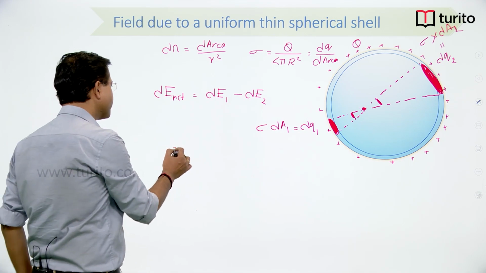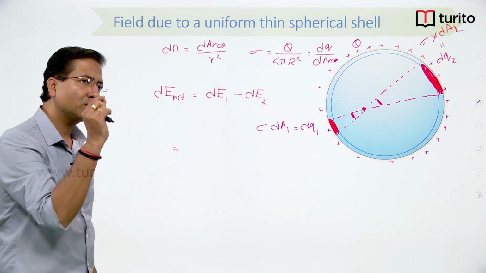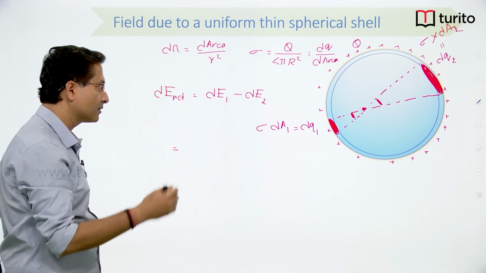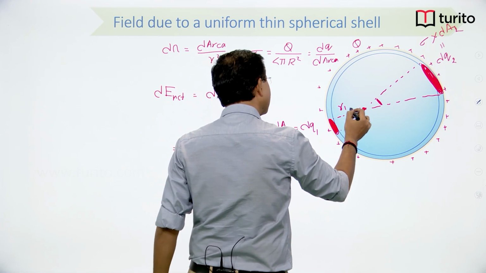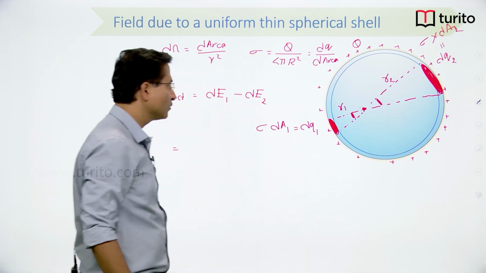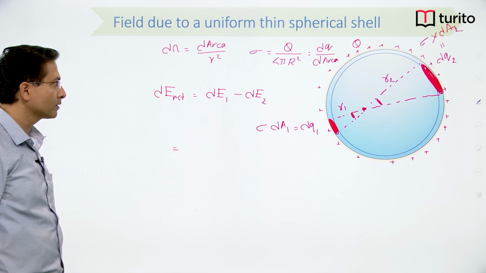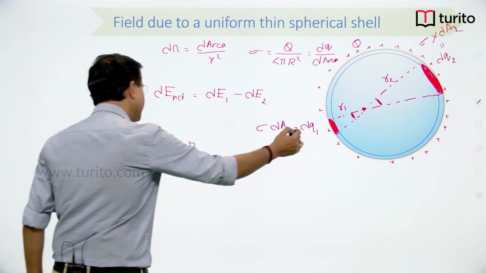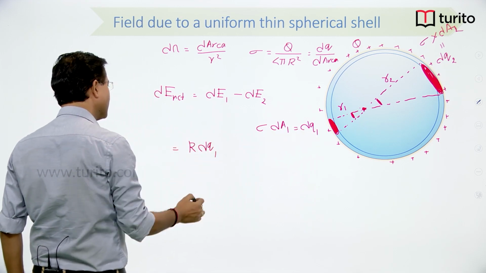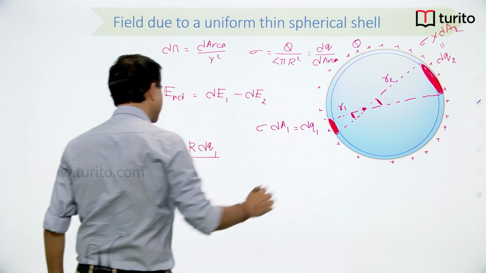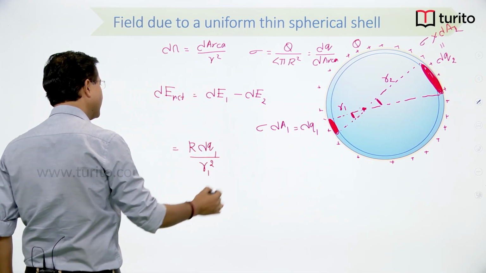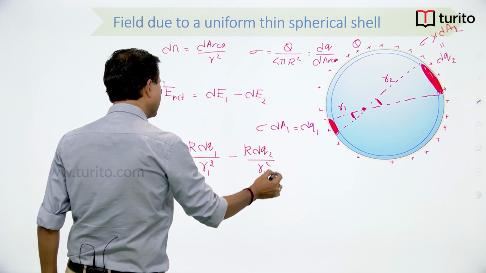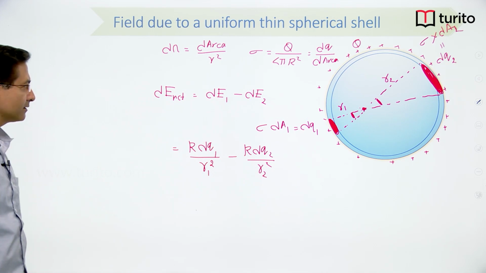Look at this one, because of the small elemental charge, the field at distance r, let this distance be r1 and this distance be r2. What can we write? K, charge on the element divided by separation square r1 square, minus K dq2 divided by separation square r2 square, right.